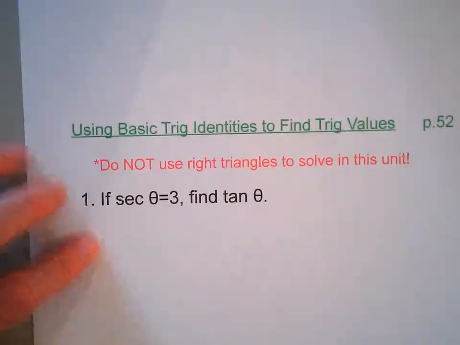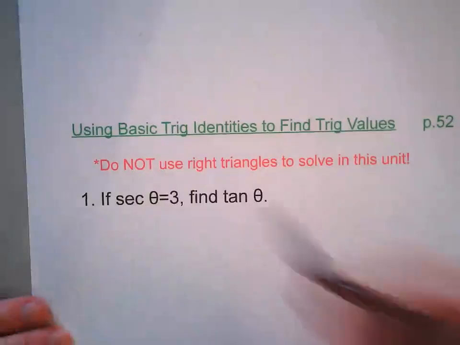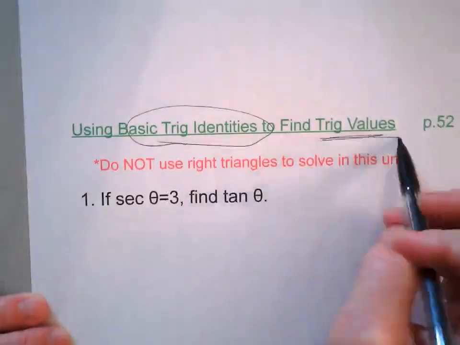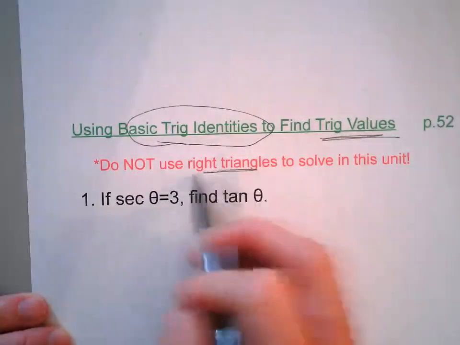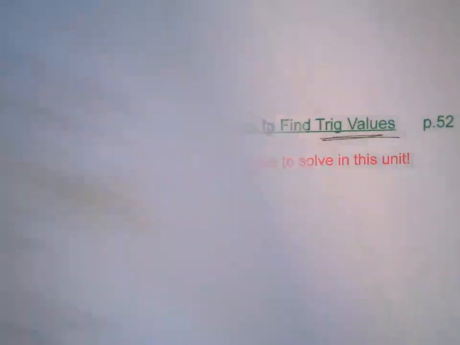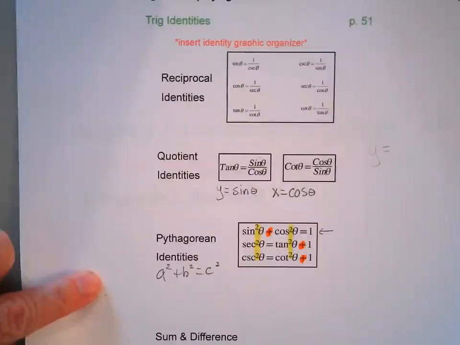So first thing we're doing is we're using, once again, like I said, trig identities to find the values. Do not use right triangles to do this. Don't use SOHCAHTOA. Okay? We're going to use the Pythagorean identities, the quotient identities, the reciprocal identities. We'll use these to solve these problems. That's where I keep saying you probably should have this printed out and nearby somewhere.